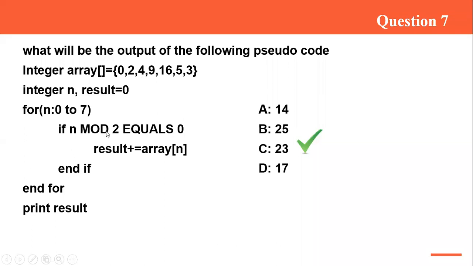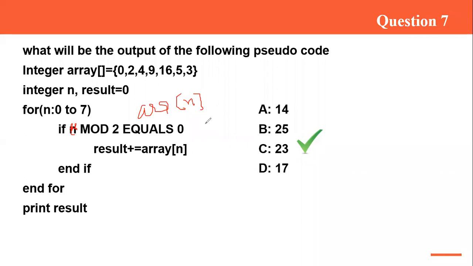And what if, okay, let us try. What if they give if array of n mod 2 equals to 0, result equal to result plus array of n? In that case, what is the output? Instead of n, I am just checking array of n mod 2 equals to 0. In that case, what will be the output? Can you try that?